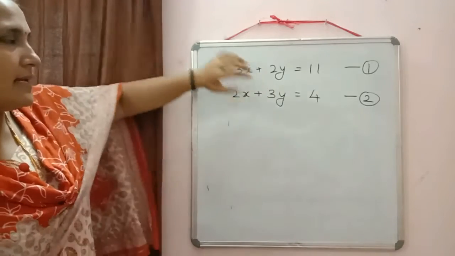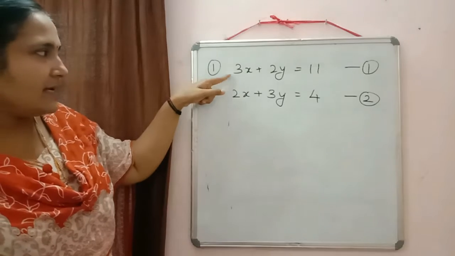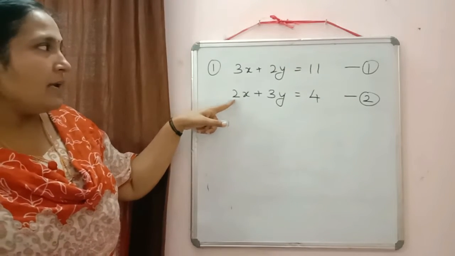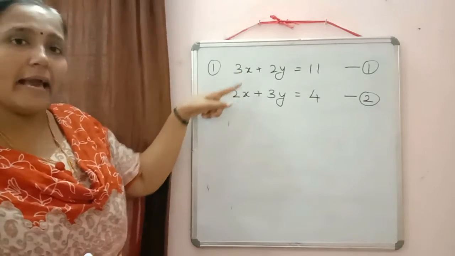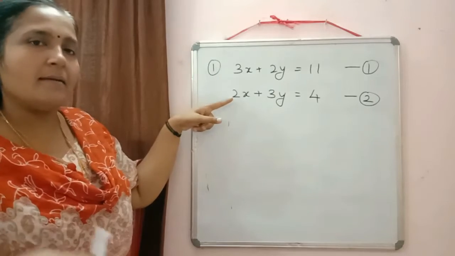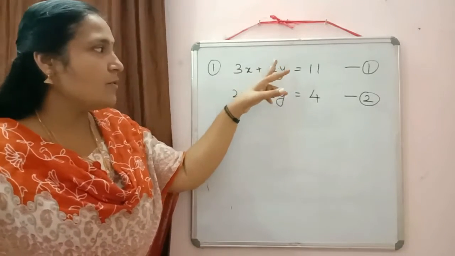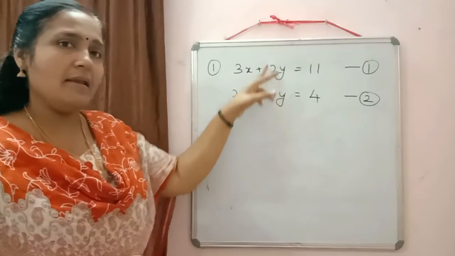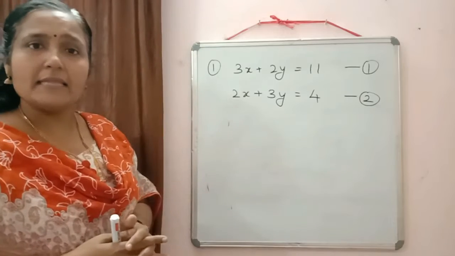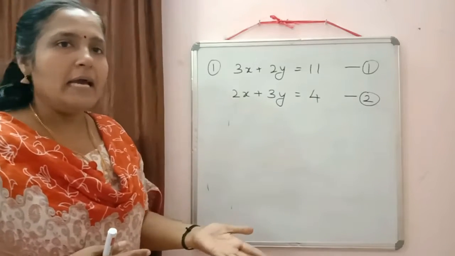As you can check, in the first equation, coefficient of x is equal to 3, and in the second equation, coefficient of x is equal to 2. If we have to eliminate the variable x, coefficient of x should be the same in both the equations. Or if you want to eliminate the variable y, then also coefficient of y should be the same in both the equations. At present, coefficient of x or y, nothing is the same. So we have to make them equal.